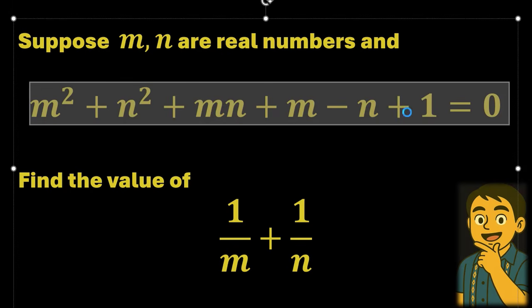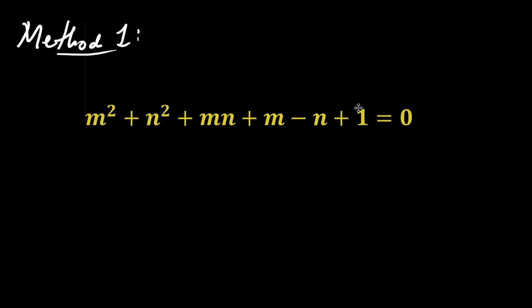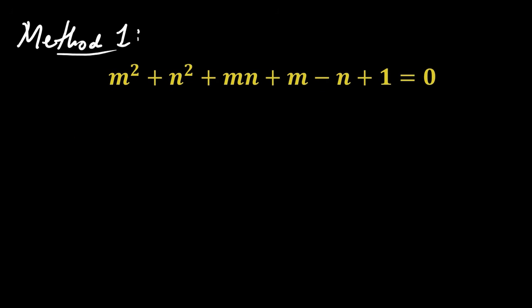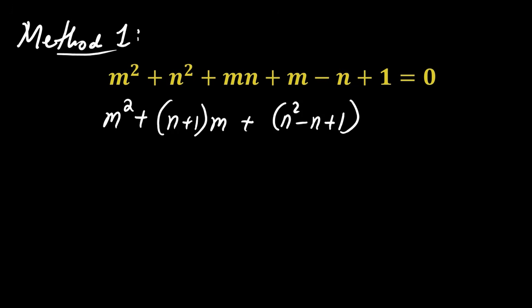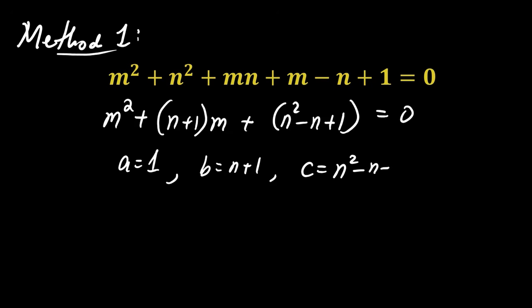So for method 1, we can treat this given equation as a quadratic in m, meaning that we write it as m squared plus (n plus 1)m plus (n squared minus n plus 1) equals 0. In this case, a is the coefficient of m squared, which equals 1. b is the coefficient of m, that is n plus 1. And we treat n as a constant, so c is the constant n squared minus n plus 1.